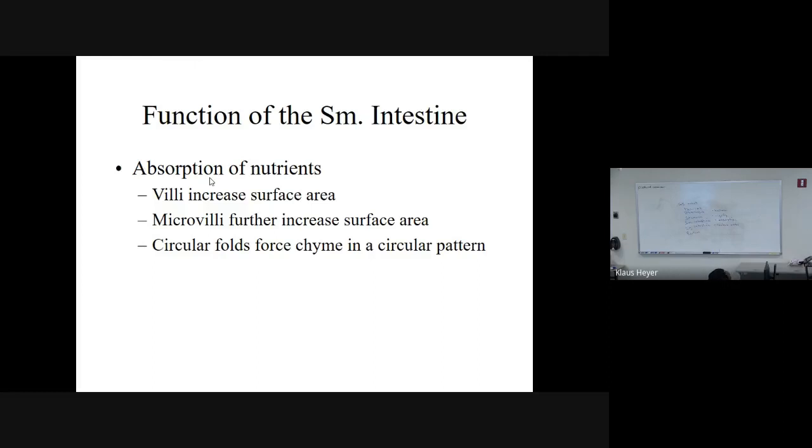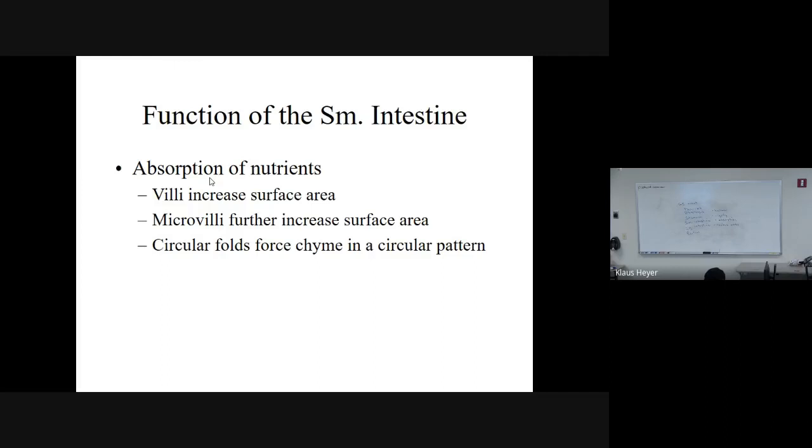What's the function of the small intestine and how is it adapted to perform that function? What I'm saying is this slide in front of you. Like, what does the small intestine do? And what's so special about it that it can do that job?